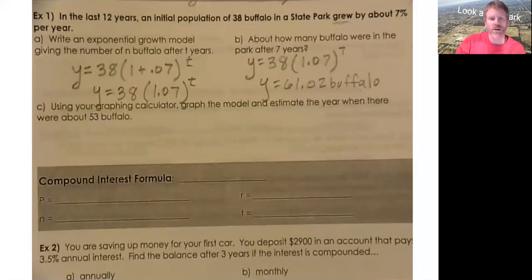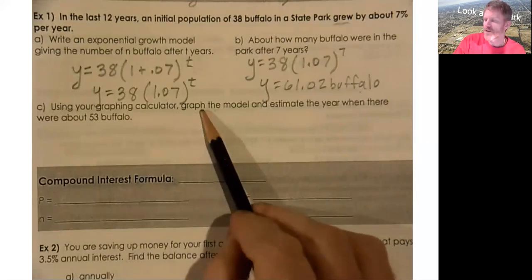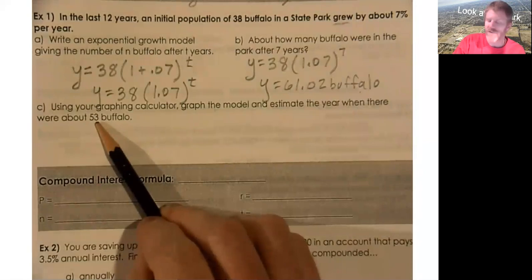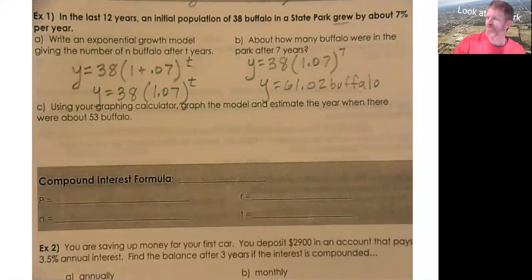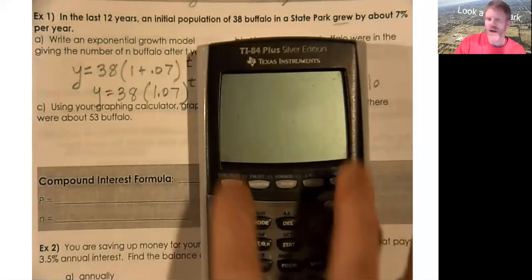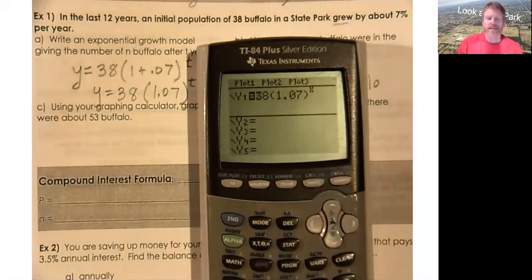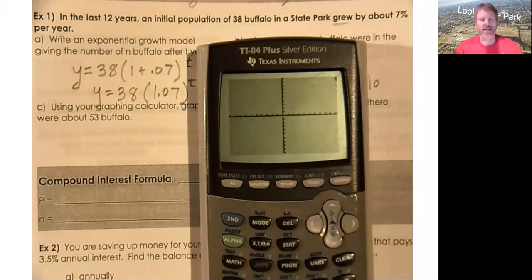Now what we're going to do is use our graphing calculator to graph the model and estimate the year where we have about 30 or 53 buffalo. Well, we've already talked about how to get that into your equation. And if we hit graph just like this, we wonder, where is the graph? But that's because when time is 0, we're up at 38.